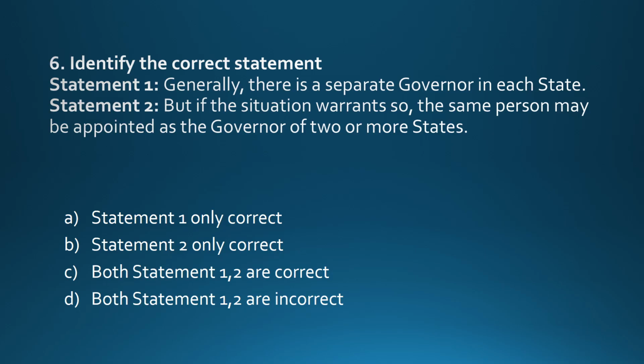Question number 6, identify the correct statement. Statement 1, generally there is a separate governor in each state. Statement 2, but if the situation warrants so, the same person may be appointed as the governor of 2 or more states. Option A, statement 1 only correct. Option B, statement 2 only correct. Option C, both statement 1, 2 are correct. Option D, both statement 1, 2 are incorrect. Correct answer is option C, both statement 1, 2 are correct.